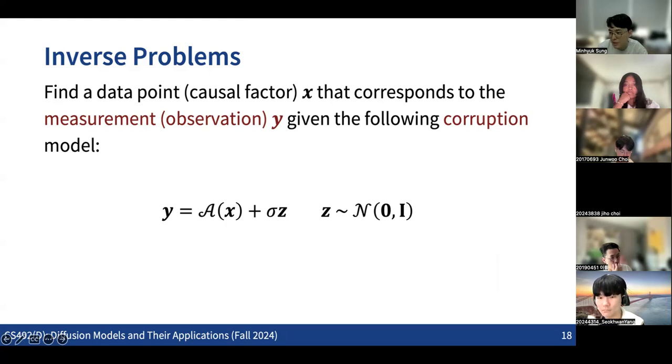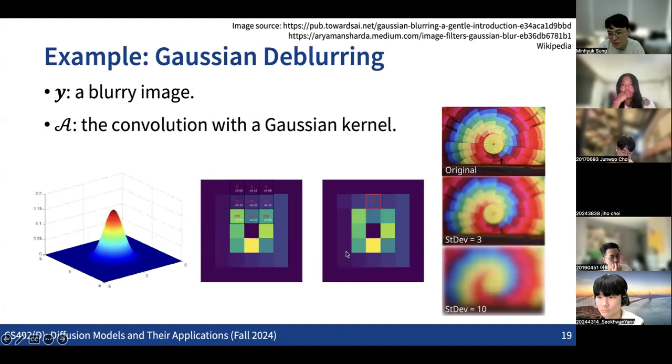Some of the applications that we are going to briefly see, for example, especially for images, we can think about cases where we have some kind of blurry images like this, as you can see at the right bottom, right? So given the blurry images, how can we recover clean images, where the blurry images come from some kind of blurring operations.